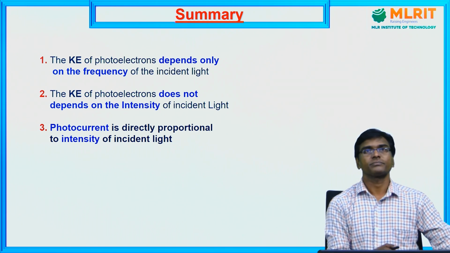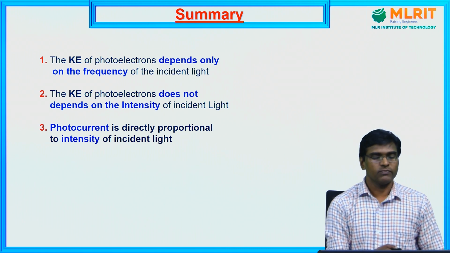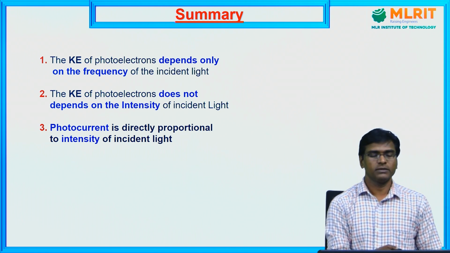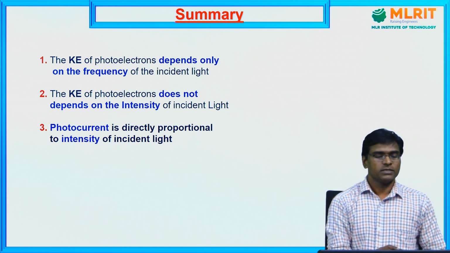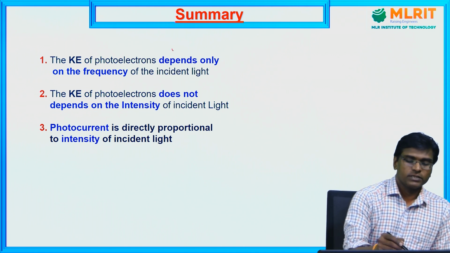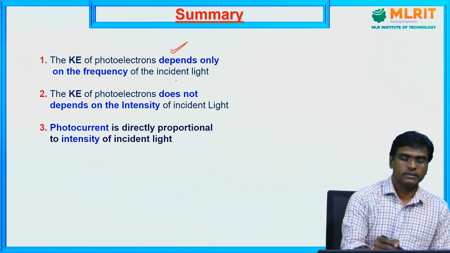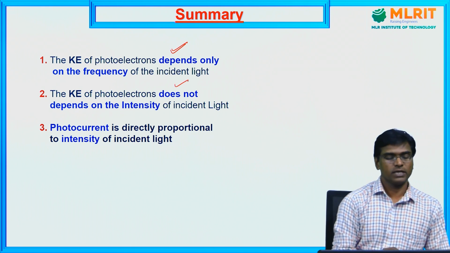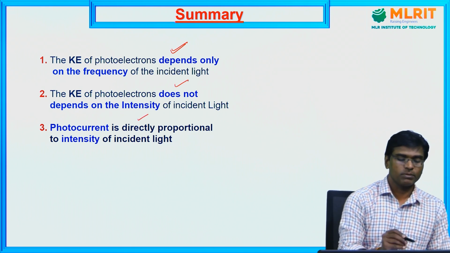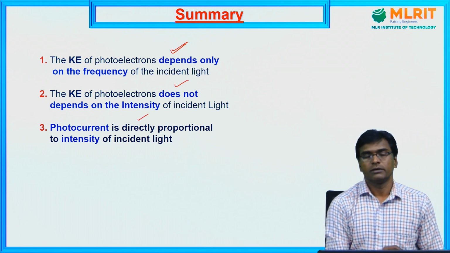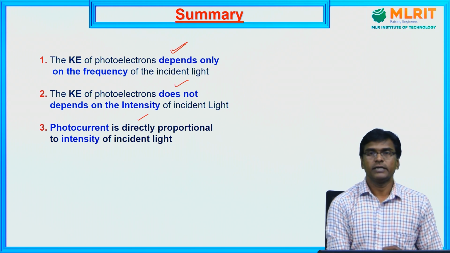So in summary, we have seen that the kinetic energy of the ejected electrons depends on the frequency of the incident light and does not depend on the intensity of the light, and the photocurrent is directly proportional to the intensity of the incident light.